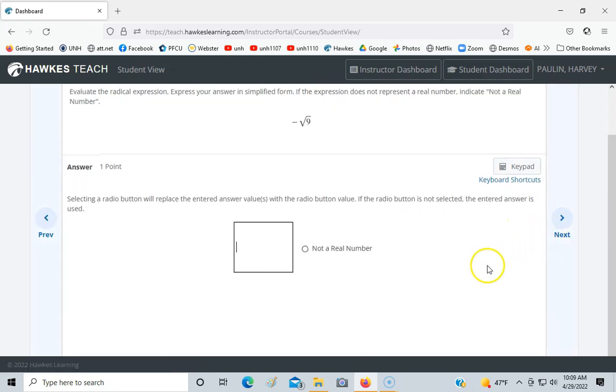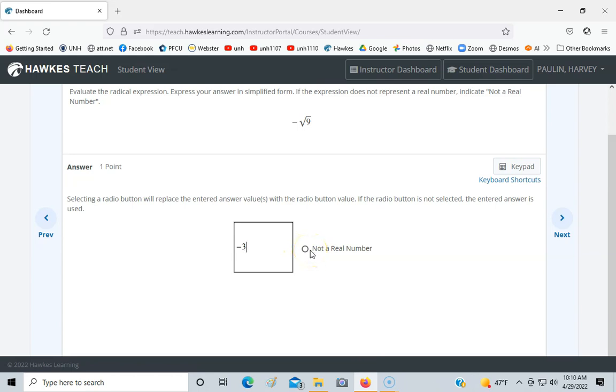All right, going on. Now here they're asking us to take the negative of the square root of 9. Well, since the negative is outside, my answer is going to be negative, so I just type that. And the square root of 9 is 3. So again, this is just straightforward.